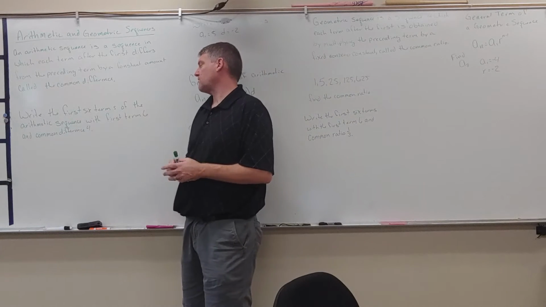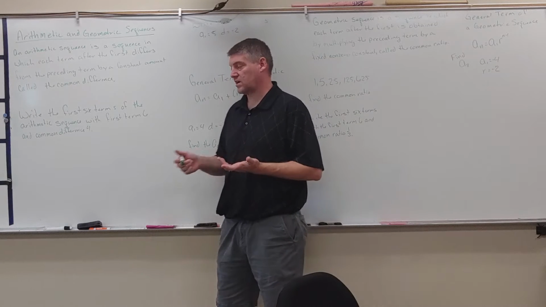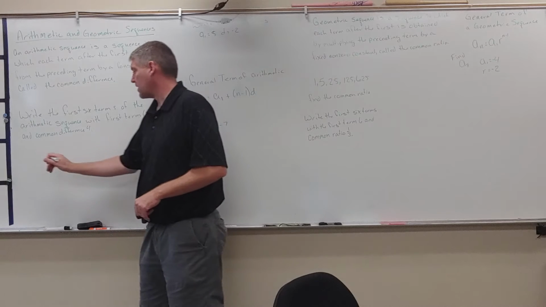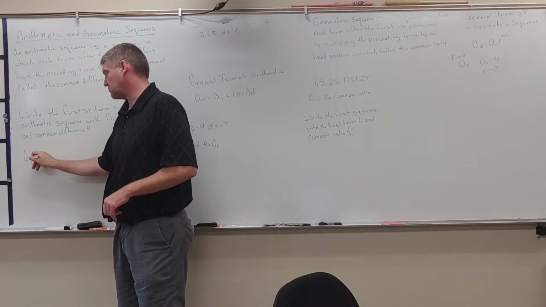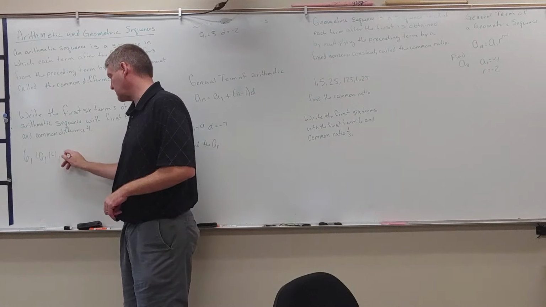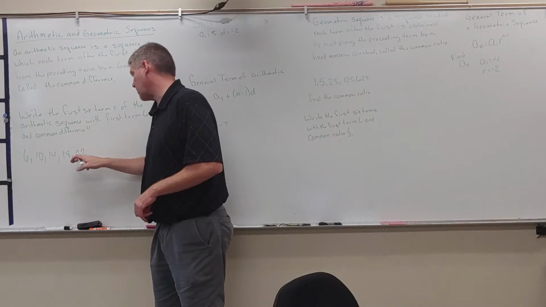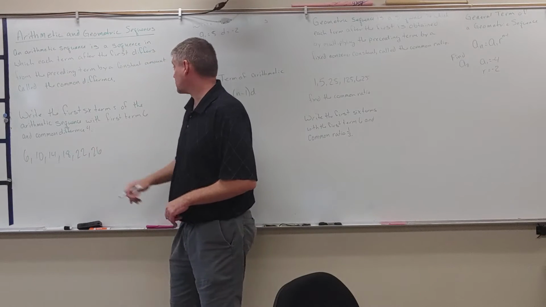It says write the first 6 terms of the arithmetic sequence with first term 6 and a common difference of 4. So I go 6 plus 4 is 10, 10 plus 4 is 14, 14 plus 4 is 18, 18 plus 4 is 22, and so on: 1, 2, 3, 4, 5, 6.